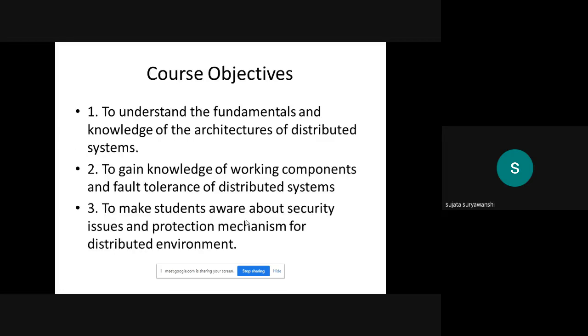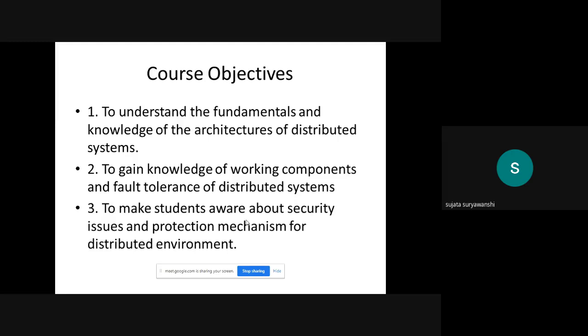Okay. So now next is the course objective, meaning why this subject is introduced in your syllabus. These are the different objectives behind this. The first objective is to understand the fundamentals and knowledge of the architectures of distributed systems. Means we will get to know about the different types of architectures of the distributed system. Second one is to gain knowledge of working components and fault tolerance of distributed system. Then next one is to make students aware about the security issues and protection mechanisms for the distributed environments.